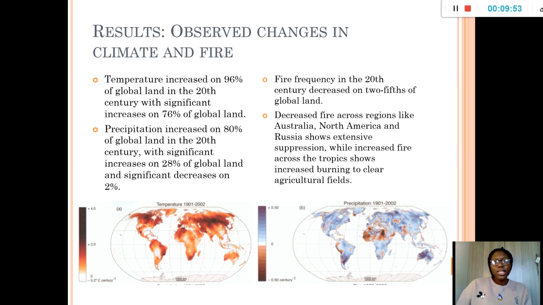Furthermore, fire frequency in the 20th century decreased on 2/5 of global land. Decreased fire across regions like Australia, North America, and Russia shows extensive suppression, while increased fire across the tropics shows increased burning to clear agricultural fields. So due to these human influences, only observed temperature and precipitation were used as potential indicators of vulnerability.